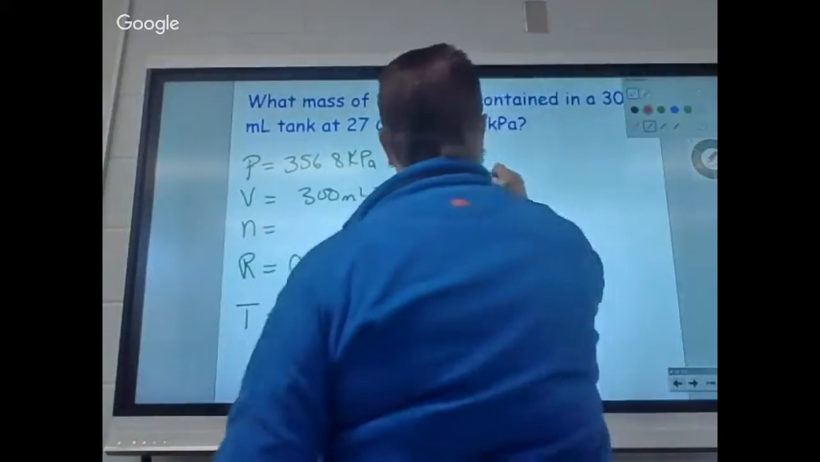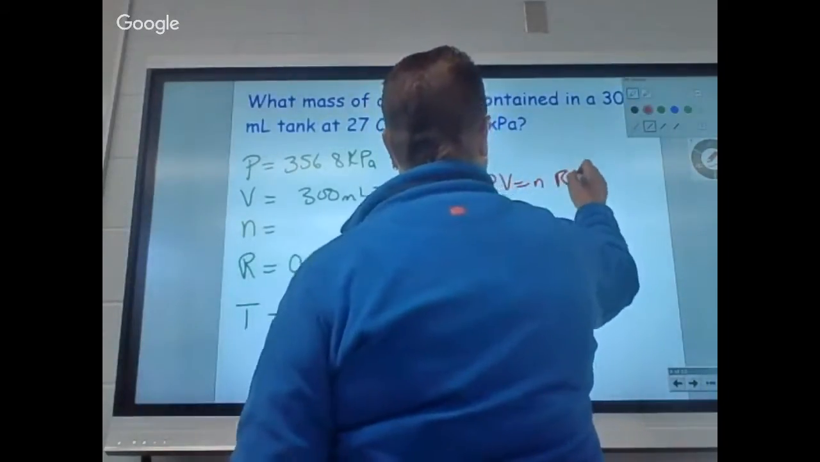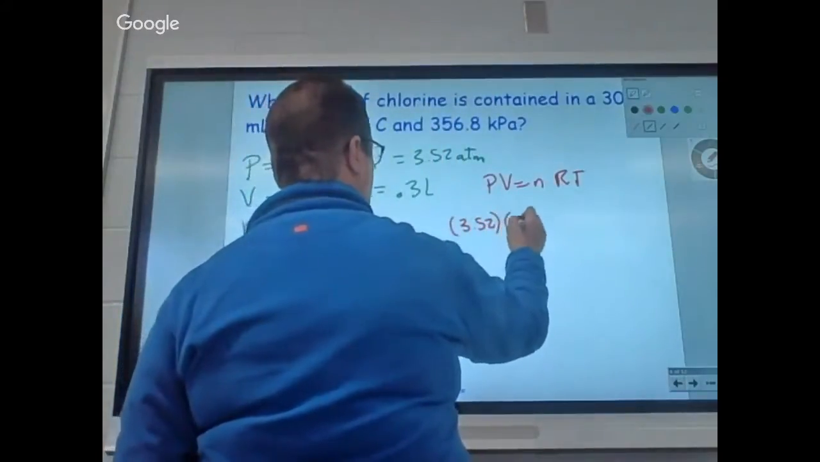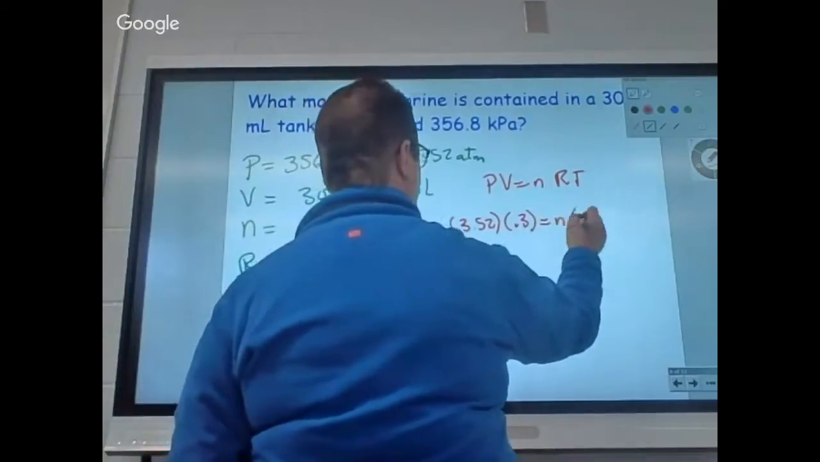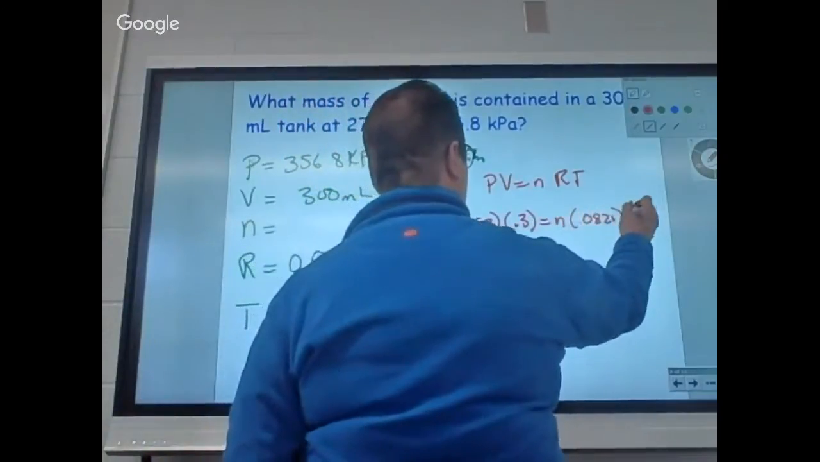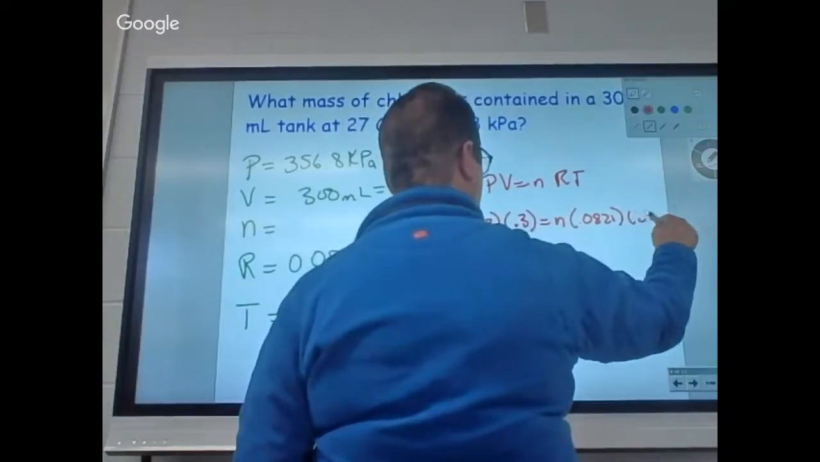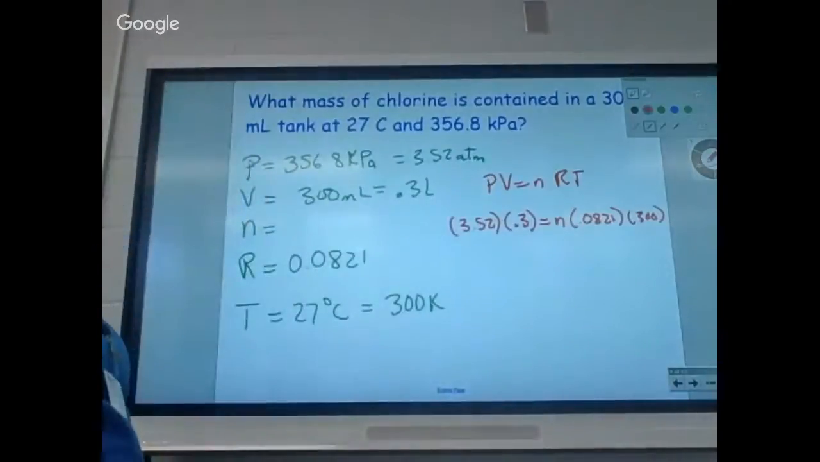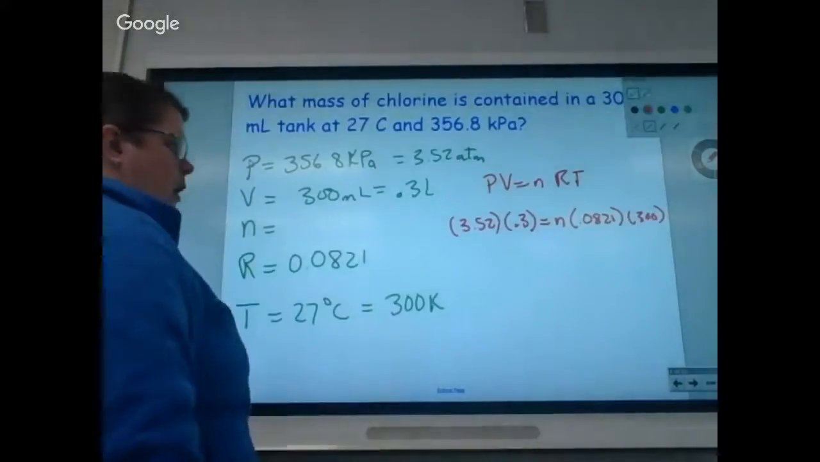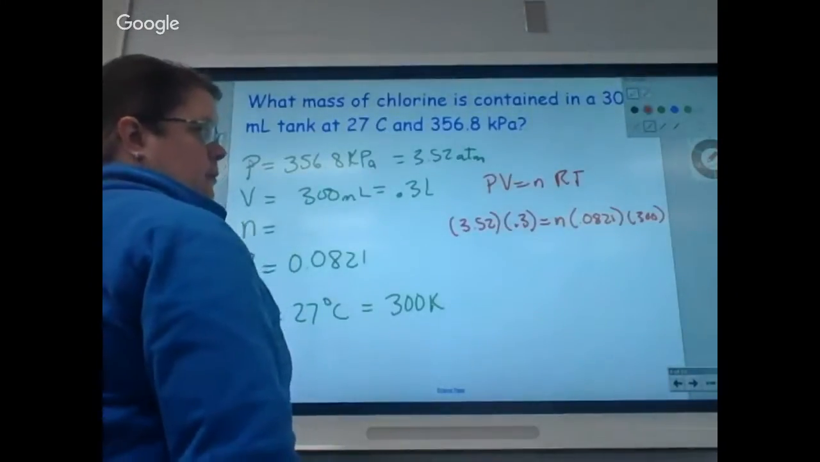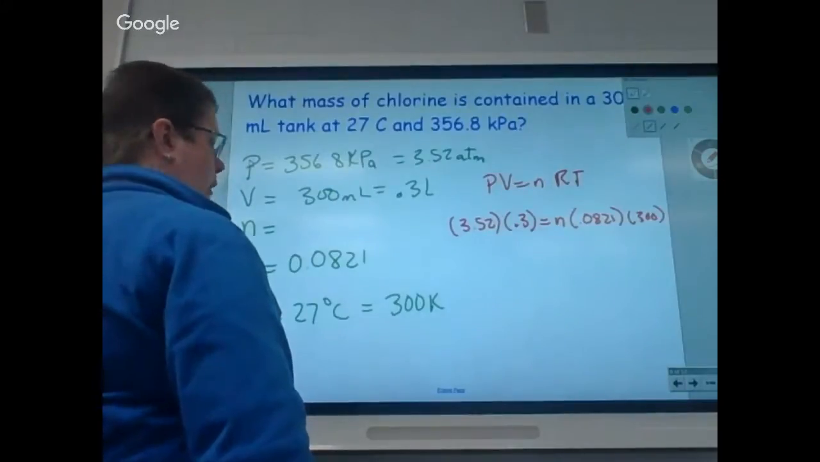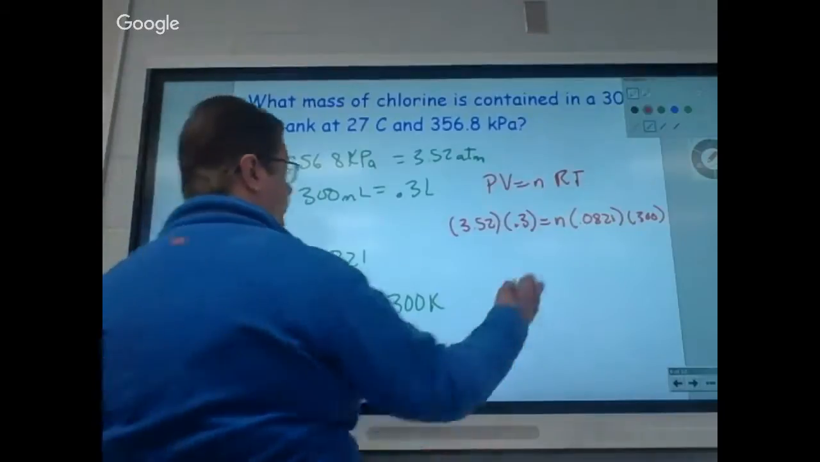Now, solving for moles. We would have 3.52, 0.3. We need N. So how do we find N? What do we do? Multiply all the numbers. You know I'm not going to multiply. What am I dividing by? 0.82. Okay.